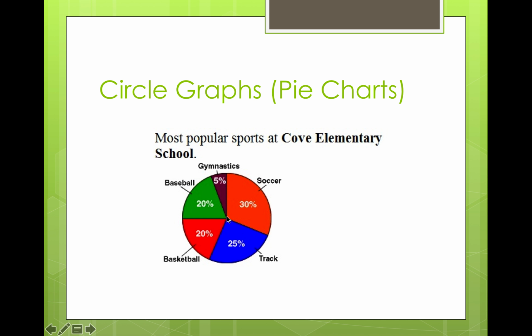So the angle that I would draw here for this 30%. In this particular one, I've given you all the percents. This is a completed circle graph. So 20% of the students at this elementary school chose baseball. So if there were 100 students, that would mean 20 of them, baseball was their favorite sport, and 5 of them would have chosen gymnastics.